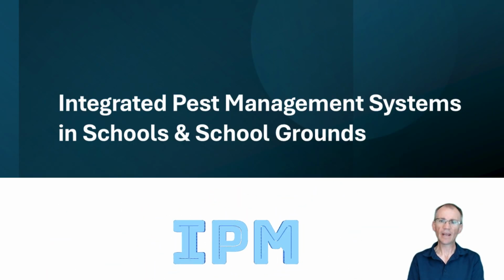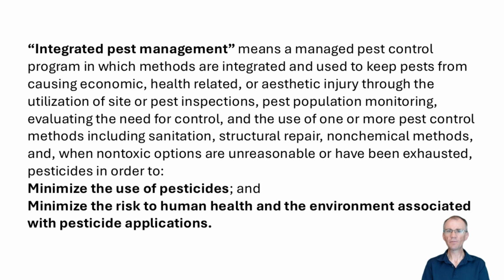Let's talk about integrated pest management systems in schools and school grounds. Integrated pest management means a managed pest control program in which methods are integrated and used to keep pests from causing economic, health-related, or aesthetic injury through the utilization of site or pest inspections, pest population monitoring, evaluating the need for control, and the use of one or more pest control methods including sanitation, structural repair, non-chemical methods, and when non-toxic operations are unreasonable or have been exhausted, pesticides in order to minimize the use of pesticides and minimize the risk to human health and the environment associated with pesticide applications.